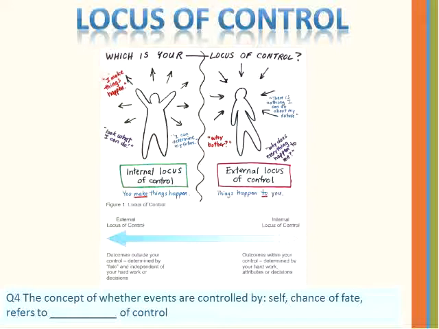So you look down here at question 4, and it says, the concept of whether events are controlled by self or chance or fate refers to what? And that's our locus of control. So how we see ourselves and how we see our destiny, whether we control it or whether the environment controls it. So understanding efficacy and locus of control.